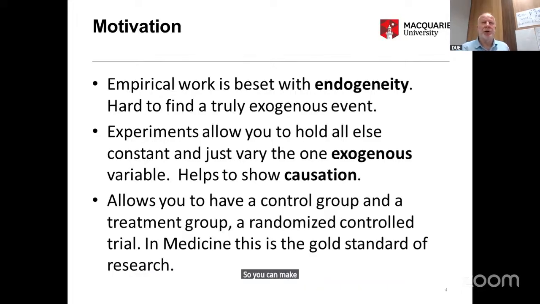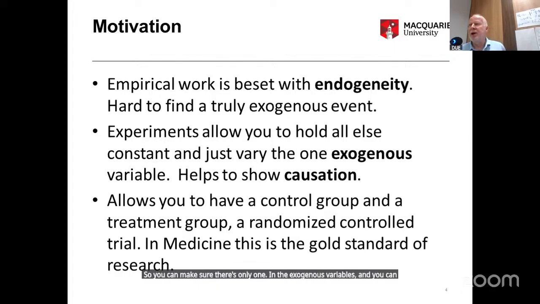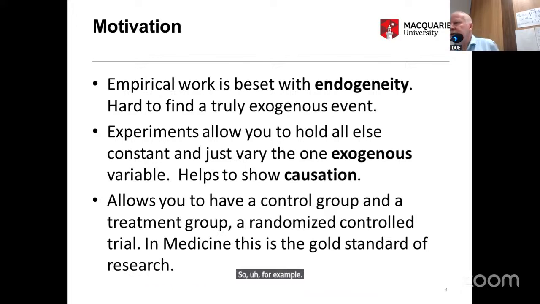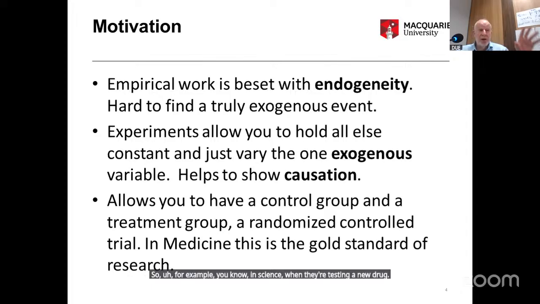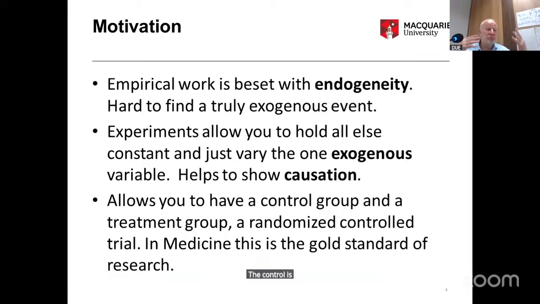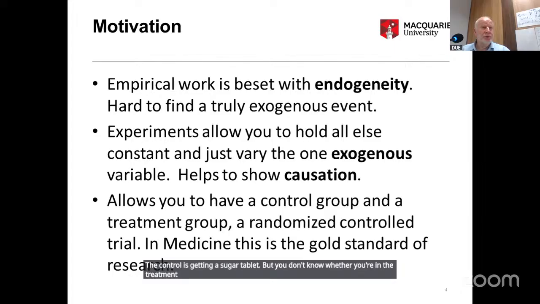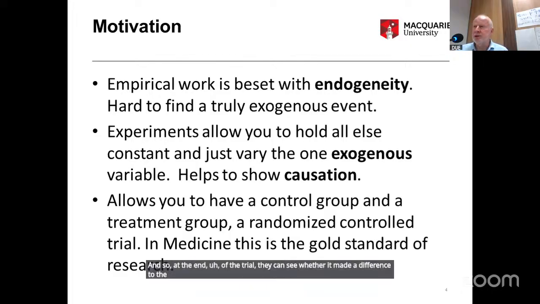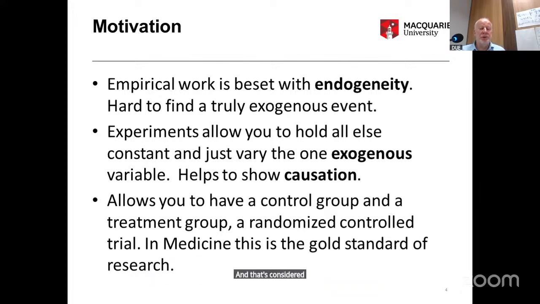So you can make sure there's only one or more exogenous variables, and you can see whether that impacts the outcome variable. For example, in science, when they're testing a new drug, they have a treatment and a control. The treatment is getting the new drug. The control is getting a sugar tablet. But you don't know whether you're in the treatment or in the control. So the subjects don't know. At the end of the trial, they can see whether it made a difference to the condition that the drug is supposed to treat. That's considered the gold standard.